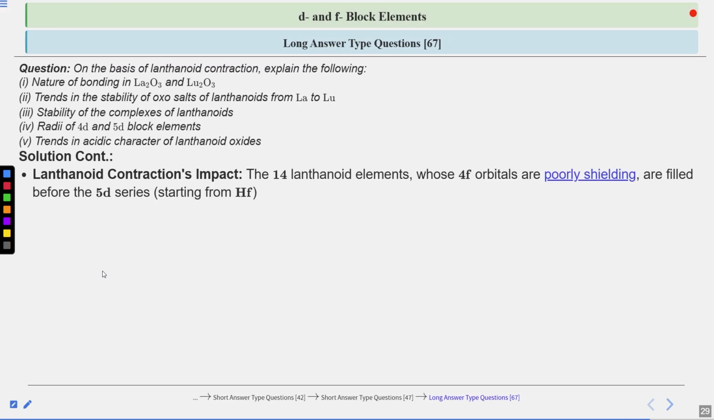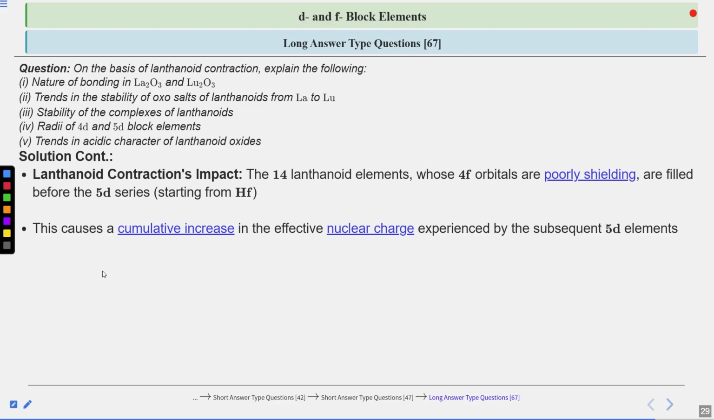Lanthanoid contraction impact. So the 14 lanthanoid elements whose 4f orbitals are poorly shielding are filled before the 5D series, starting from hafnium. And this is going to cause a cumulative increase in the effective nuclear charge, which is experienced by the subsequent 5D elements. So what is the impact of lanthanoid contraction over the 4D and 5D block elements? That the 4f orbitals are filled before the 5D series, starting from hafnium.